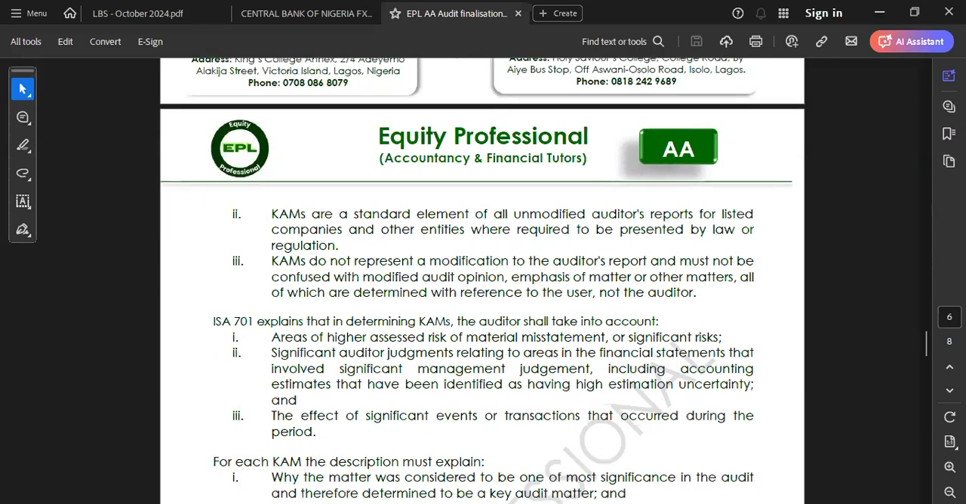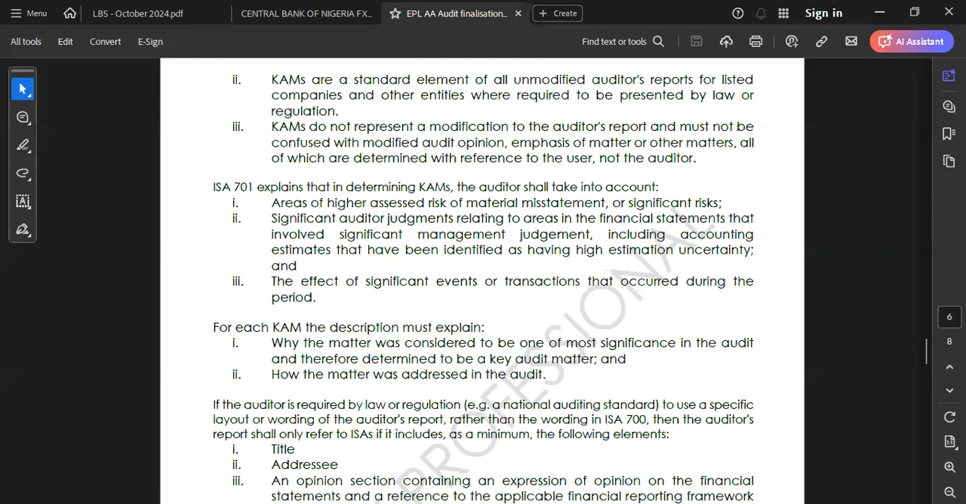So now, what does the standard state when there are key audit matters? What should the auditor do? Or how would the auditor determine areas of key audit matters? The standard is saying that any areas that have high risk of material misstatement or significant risk can form key audit matters. So before an auditor will say these are key audit matters, it must be an area of high assessed risk, or a possibility that there might be high risk of misstatement. So if the risk is very significant, it can be a key audit matter.